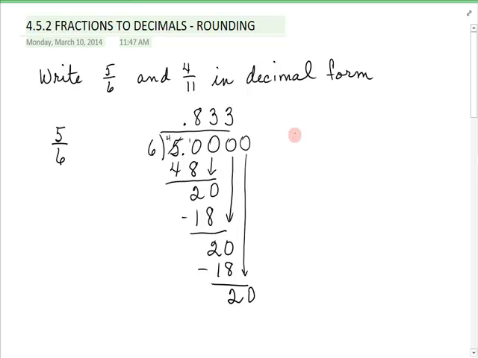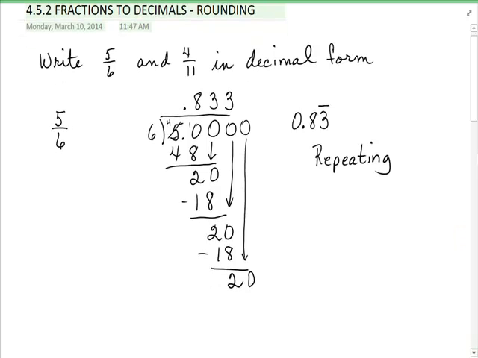This can be written as 0.83 with a bar over it, and the bar indicates repeating. Once you see the repeating pattern, you put a bar over it. You notice the bar does not extend over the 8, just over the 3. Let's look at one more. Let's look at 4/11ths.